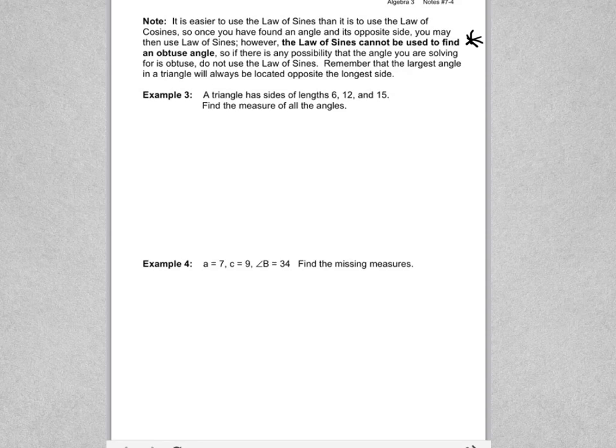So in example 3, we've got to find more stuff than we did in example 1 and 2. We have to find all the angles. So first we're going to draw out our triangle, ABC, and we have side lengths 6, 12, and 15. Well, it really doesn't matter where you put them, but I'm going to say A is 6, B is 12, and C is 16. Okay.